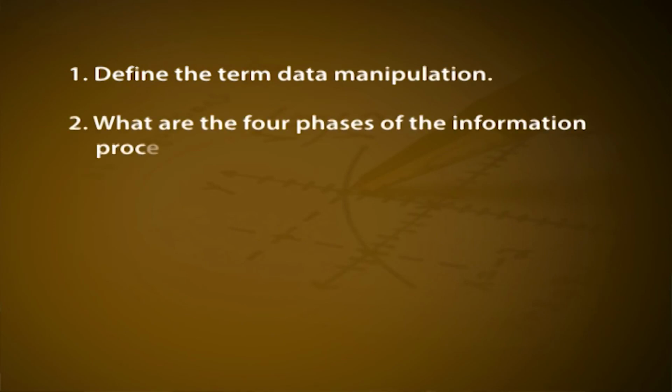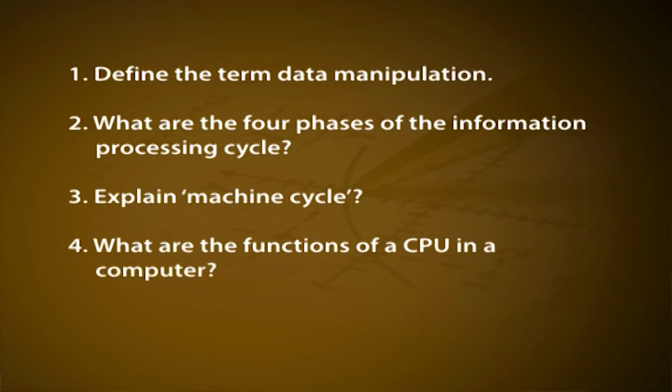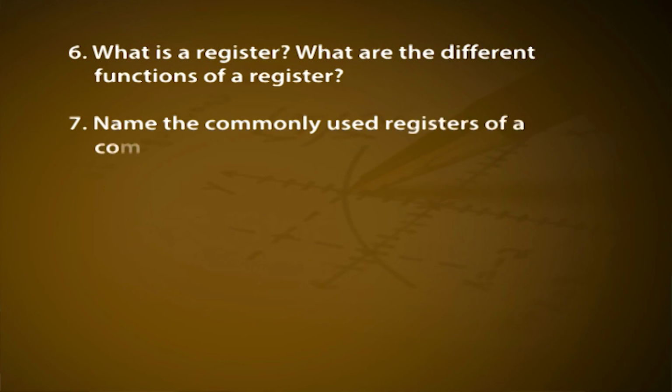Before we conclude, please try to answer the following questions. Define the term data manipulation. What are the 4 phases of the information processing cycle? Explain machine cycle. What are the functions of a CPU in a computer? What are the main functions of ALU? What is a register? What are the different functions of a register? Name the commonly used registers of a computer.